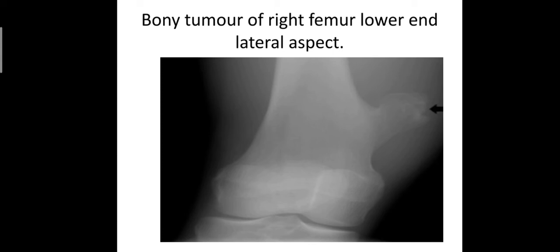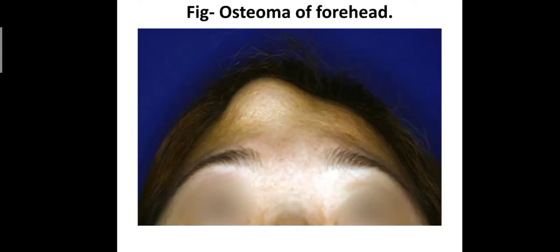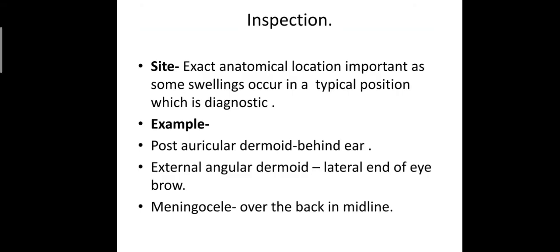In this X-ray, we see a bony tumor of the right femur, lower end, lateral aspect. In this figure, osteoma of the forehead. So, during examination of a bony lesion, first is the inspection.